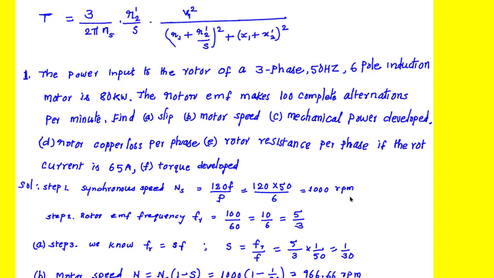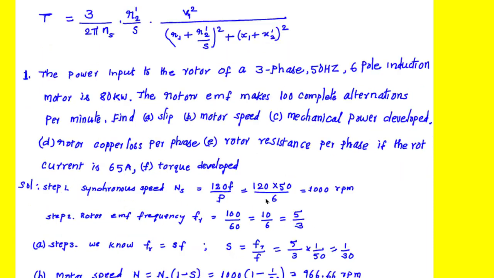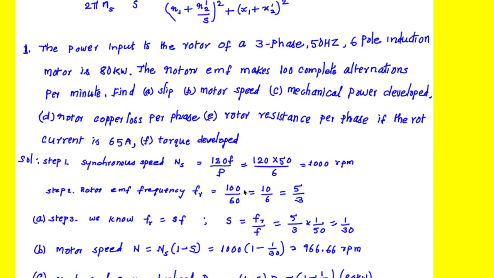Step 2 is the rotor EMF frequency, fr, which is given by 100 by 60. Why is it like this? Because it is given in the data: the rotor EMF makes 100 revolutions per minute. So what we want is revolutions per second, that will give us frequency. So 100 divided by 60 gives revolutions per second or cycles per second. So 100 by 60 is equal to 10 by 6, then we get 5 by 3 Hz as the rotor induced EMF frequency.